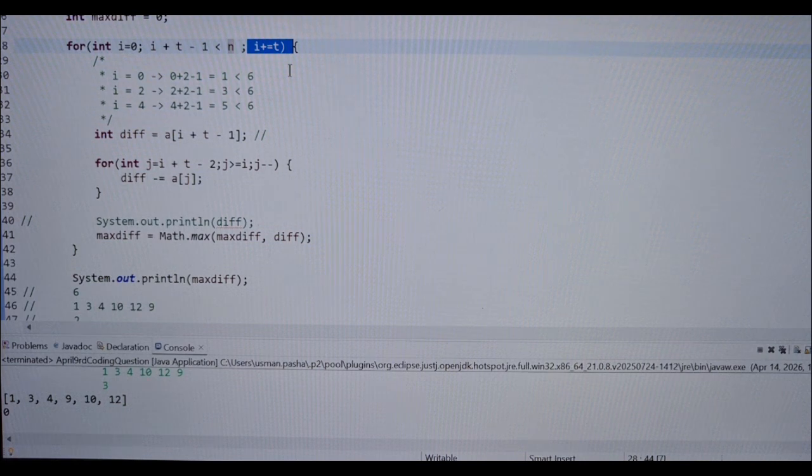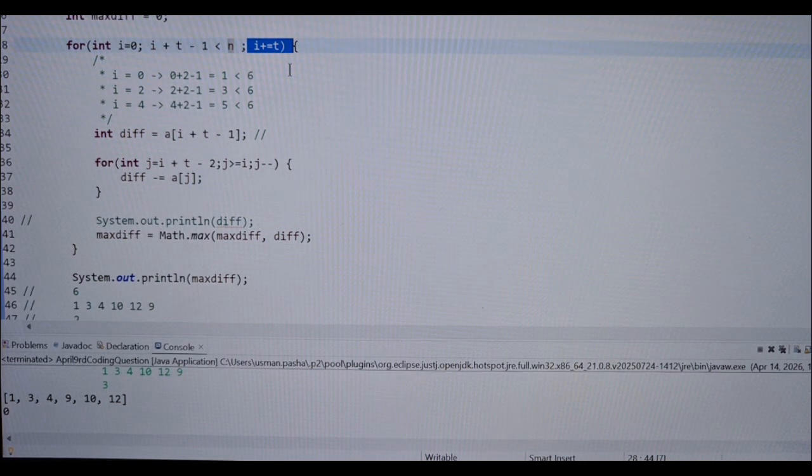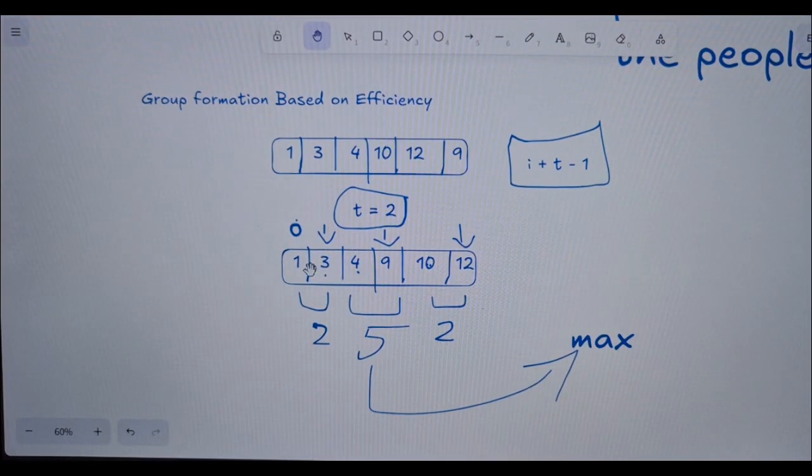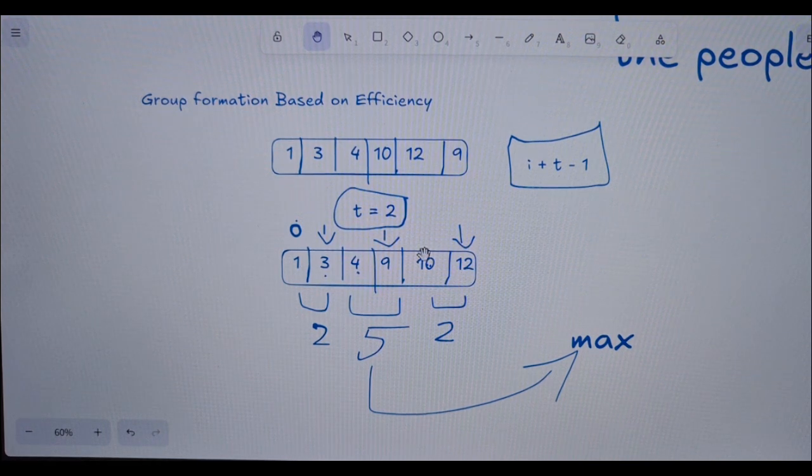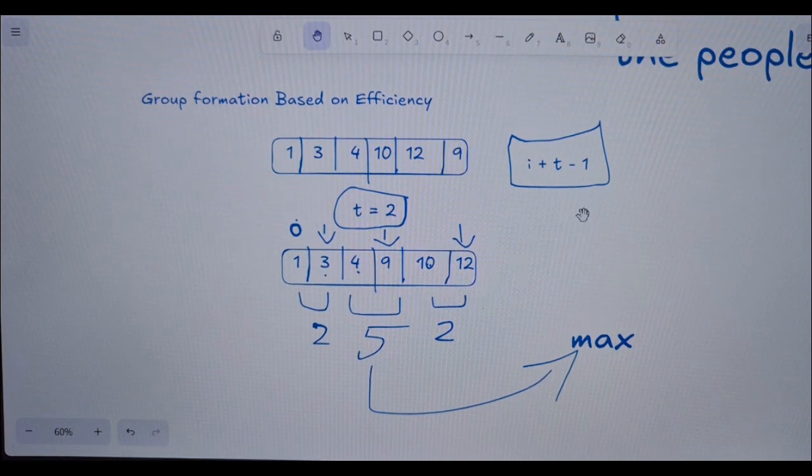i plus equals t means if the i value is 0, then the next iteration will be 2, and the next further iteration will be 4, so that we directly jump to the starting index of each group, 0 to 2, 2 to 5. See, via this we are finding this. So plus 2 means from 0 we are directly jumping to 2, and from 2 directly jumping to 4. And this we also find via i plus t minus 1.